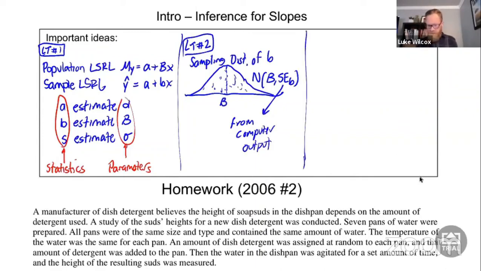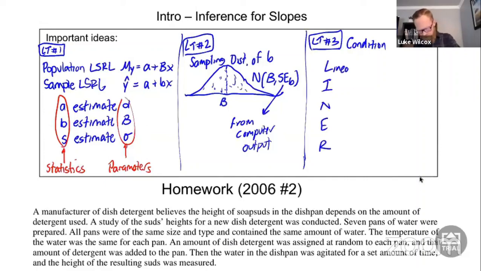All right, finally, is to get to these conditions, all 5 of these conditions that we have for learning target number 3. Remember the acronym is LINER. That's going to help you to remember the 5 conditions that are necessary here, which is linear, independent, normal, equal standard deviation, and random.